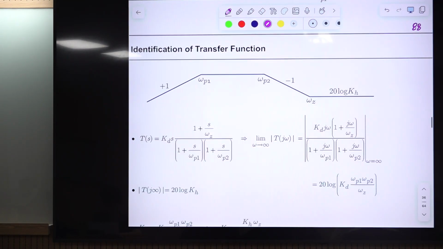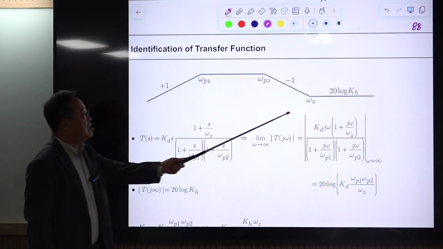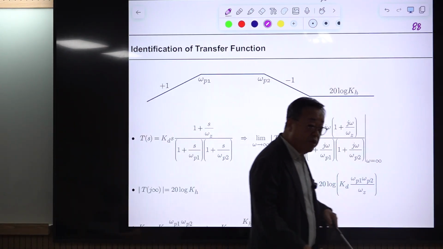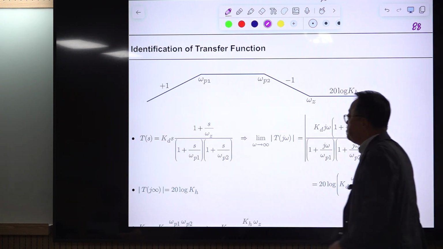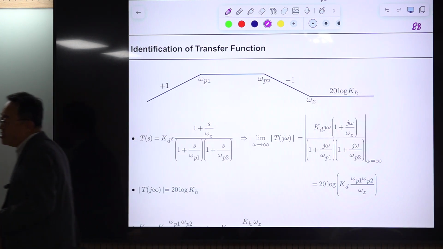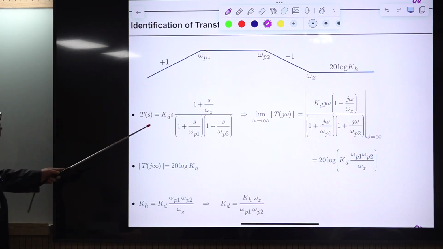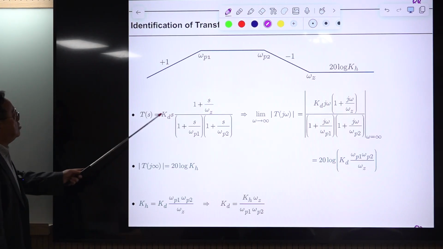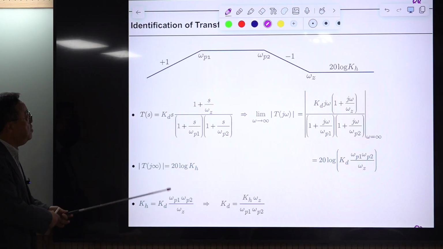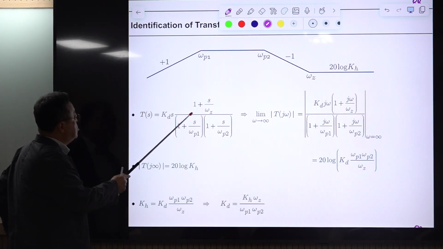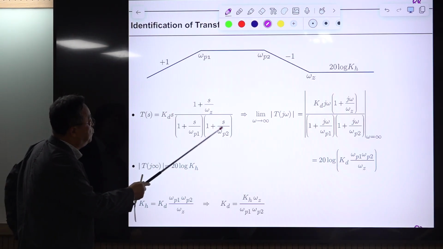Another example. Same asymptotic plot, but now this high frequency value is known and this is unknown. There are many ways of calculating this. This transfer function will be the same. The thing is to determine the value of K, the leading coefficient of this differentiation. When s goes to infinity, everything goes to infinity, so you take just the coefficient of this.